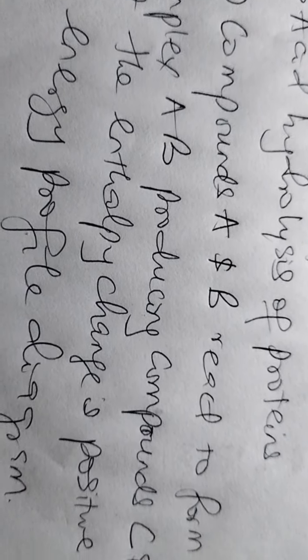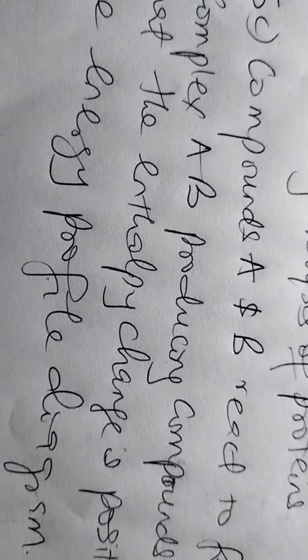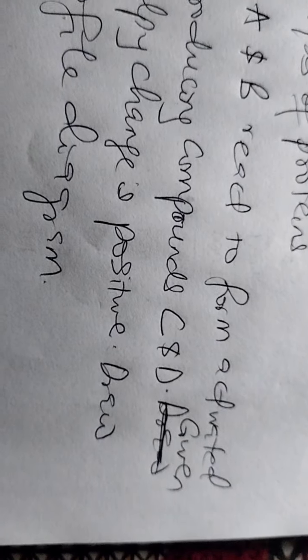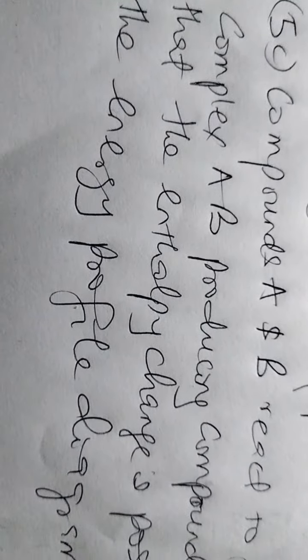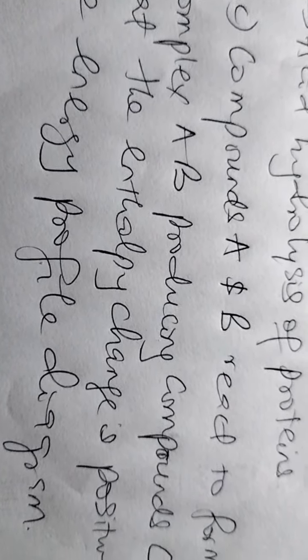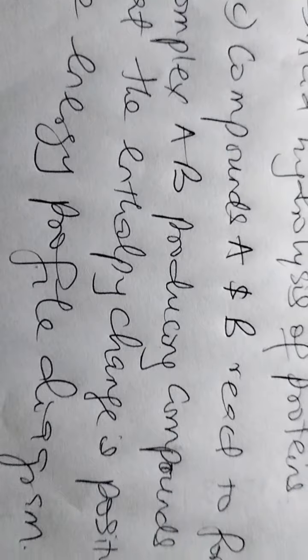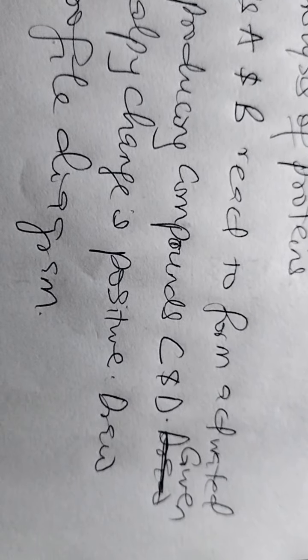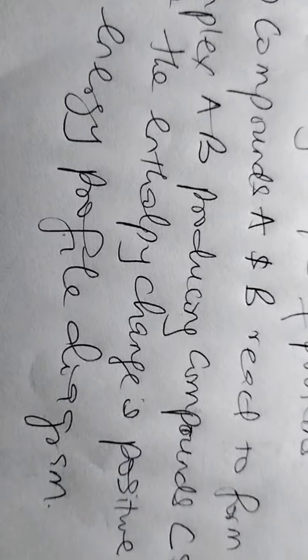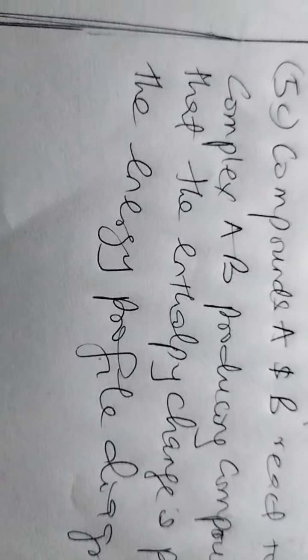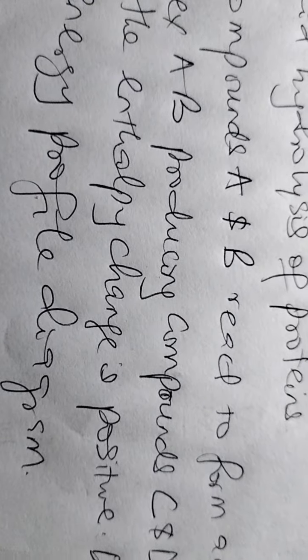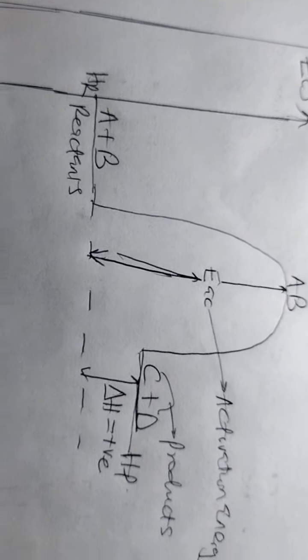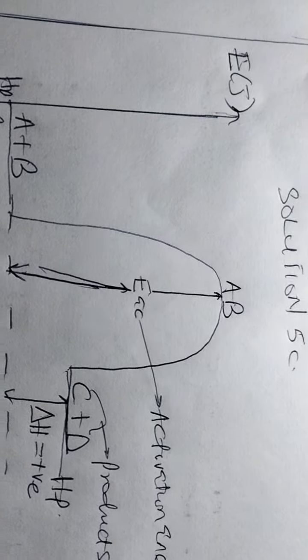5C says compounds A and B react to form activated complex AB, producing compounds C and D, given that the enthalpy change is positive. Draw the energy profile diagram. We'll go to the solution. So you can see the energy profile diagram for that question.